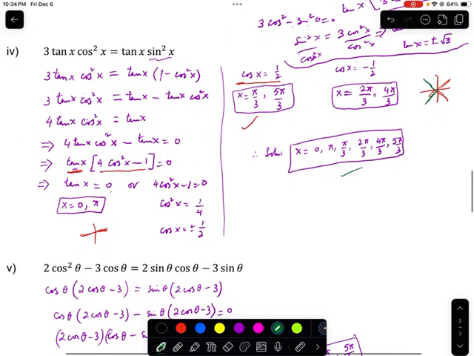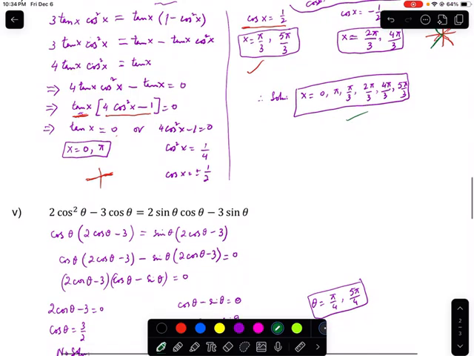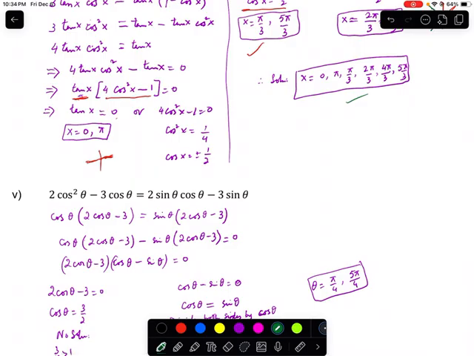Next equation. It looks kind of strange or daunting, but it's not very complicated. If you notice on this side, we can factor out the cosine, and inside we get 2 cosine theta minus 3. On the right hand side we can factor the sine term because it is present in both. So again we get 2 cosine theta minus 3.